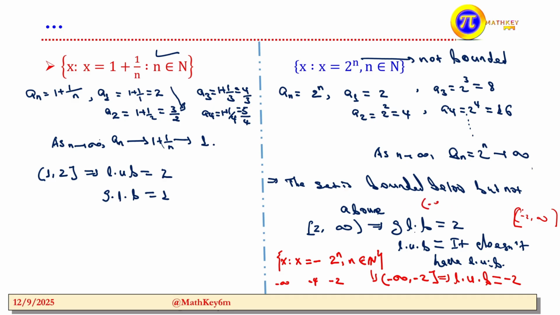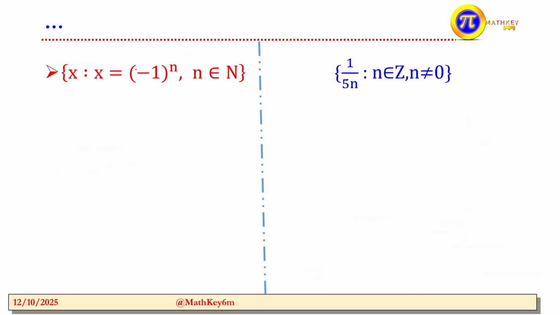The lower bounds are negative infinity to 2. What does this mean? Which one is the greatest of all? That is 2. This is how we can find the least upper bound and the greatest lower bound. So if it is bounded below, we have a greatest lower bound. If it is bounded above, we have a least upper bound. For any set we have this. The other one, let us see it.